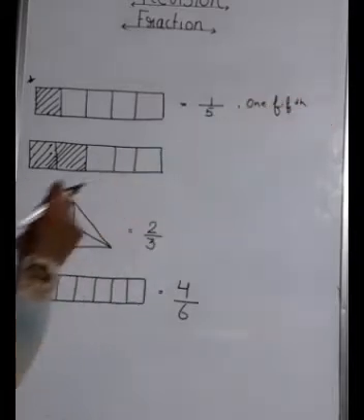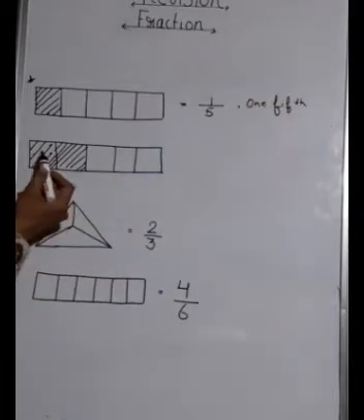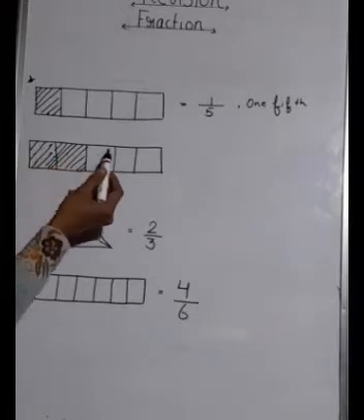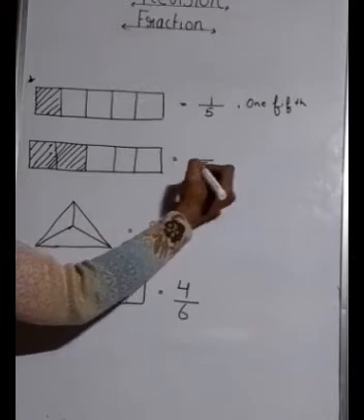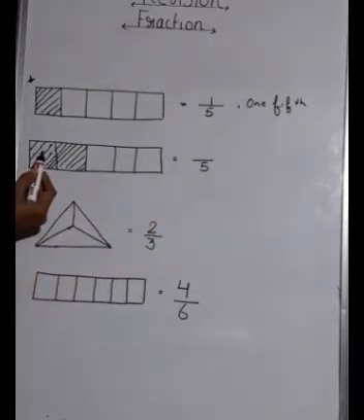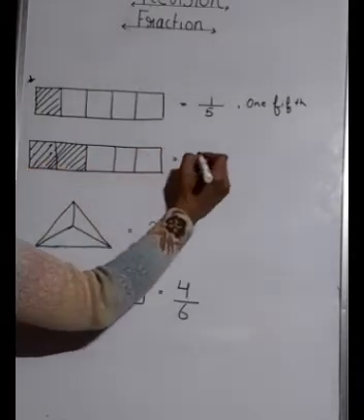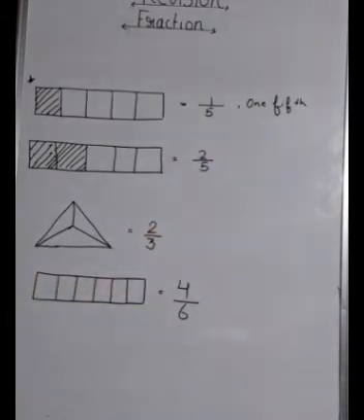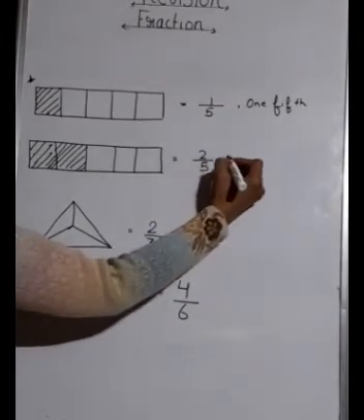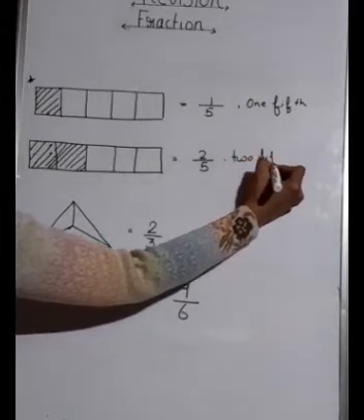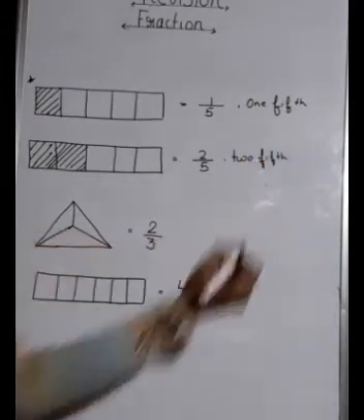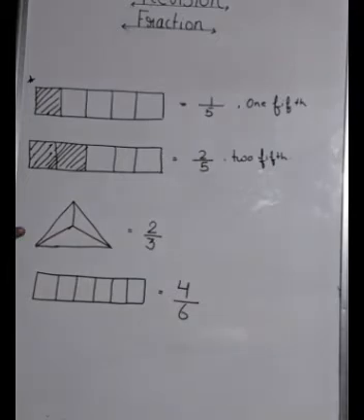Okay. Next one. How many parts have I divided it into? 1, 2, 3, 4, 5. So this will be your 5. And how many parts have I shaded? 1, 2. So 2 will be written in your numerator, and you will read it as 2/5. Clear?